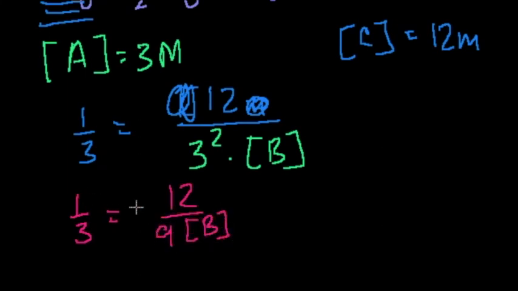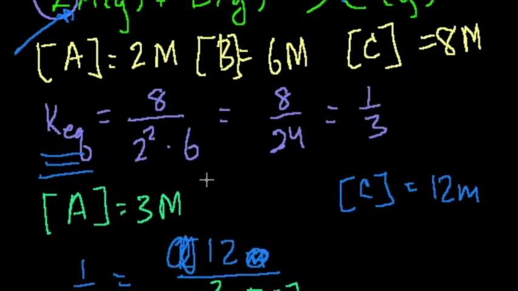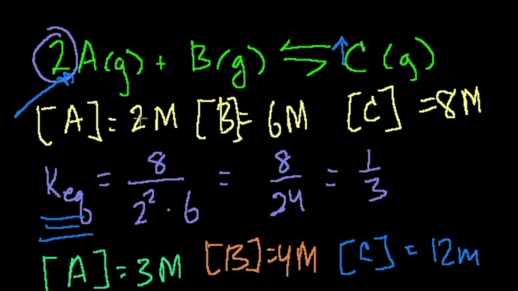So if we just cross multiply, we get 9 times the concentration of B is equal to 3 times 12, which is 36. And so divide both sides by 9. The new concentration of B is 4, or 4 molar. So B is equal to 4 molar. So that makes sense. We added some more A to the reaction. So we started with 2 molar of A, 6 molar of B, 8 molar of C. When we added more A, at the end, we added a bunch. It went in that direction.